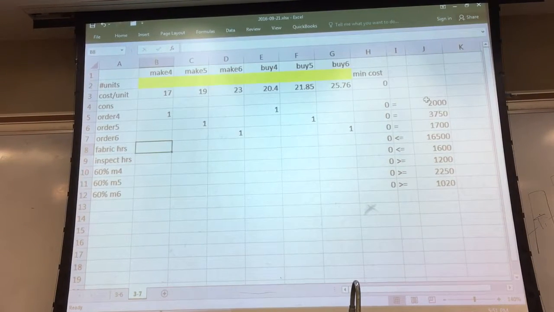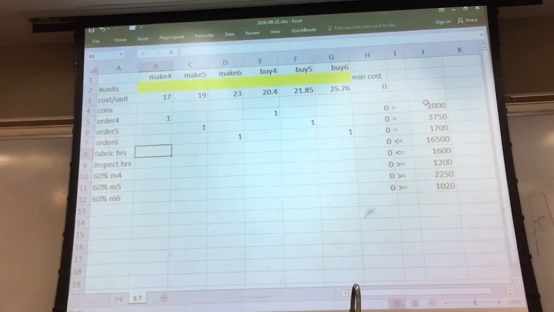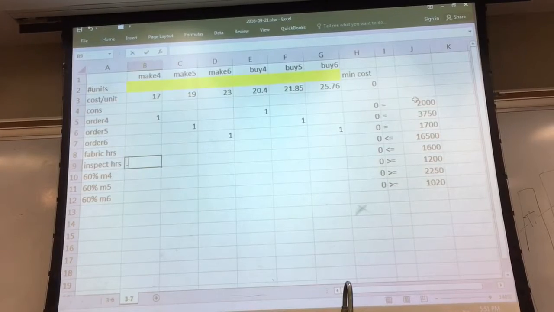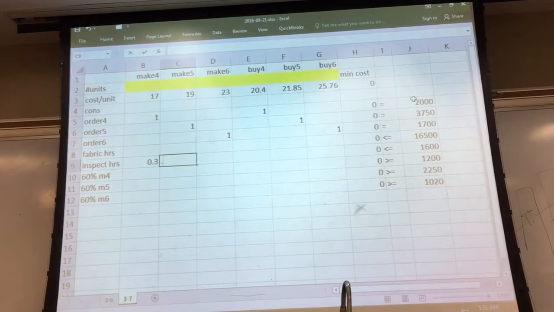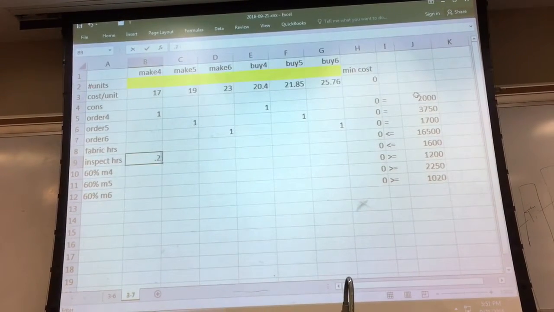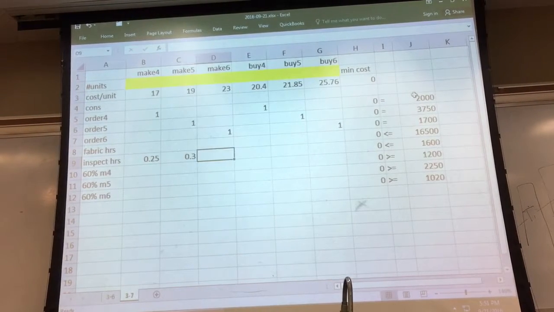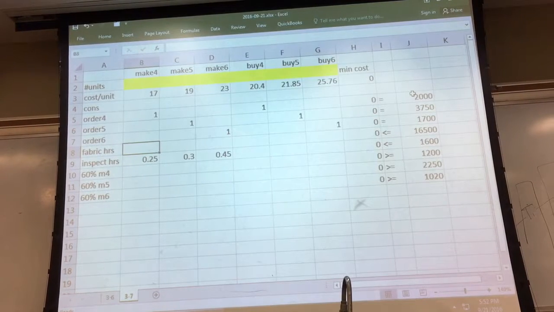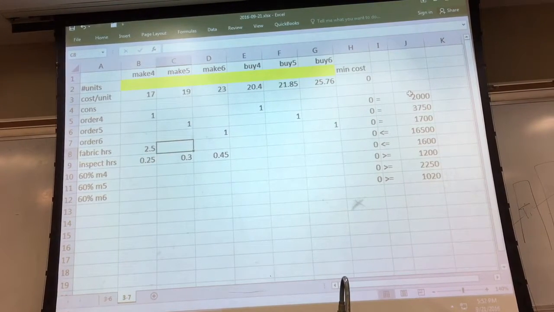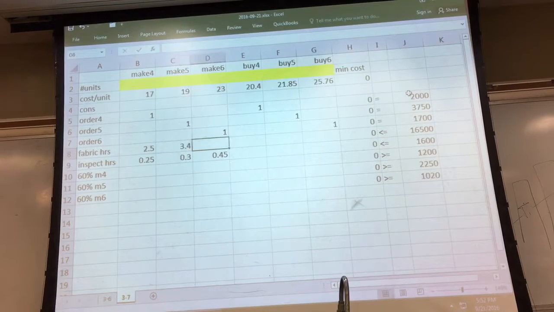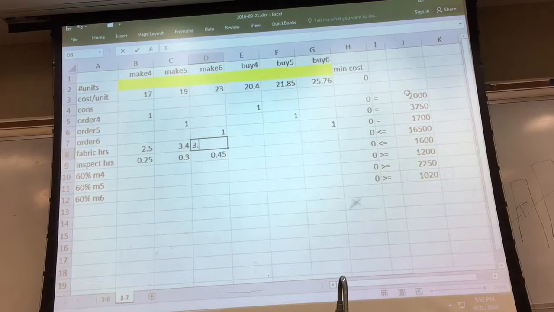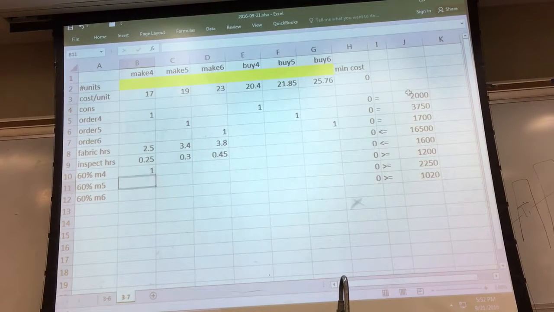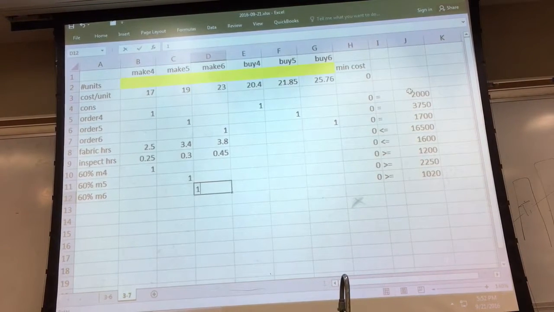Now, in terms of making something, that's when I have to expend fabrication. I don't remember these numbers. I remember this one is 0.3. This one was not 0.5. The first one was what? 0.25. This one's 0.3. This one's 0.45. I'm trying to remember what these were. 2.5. 3.4. 3.8.